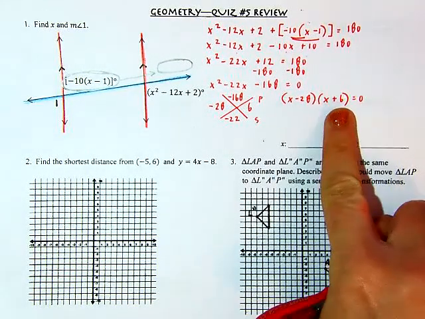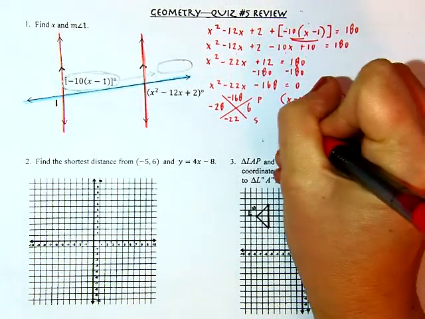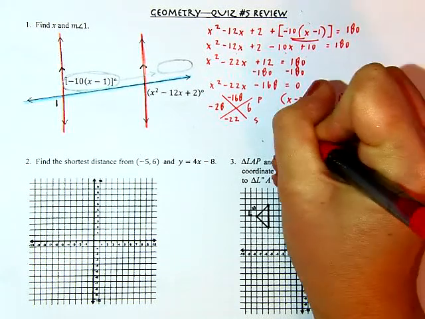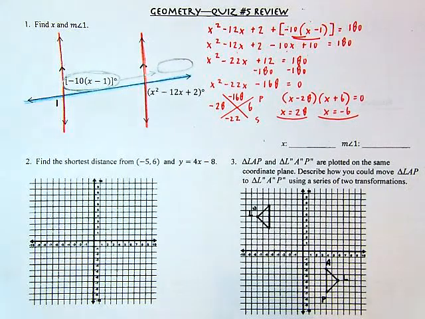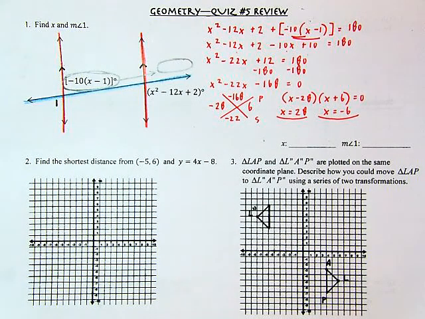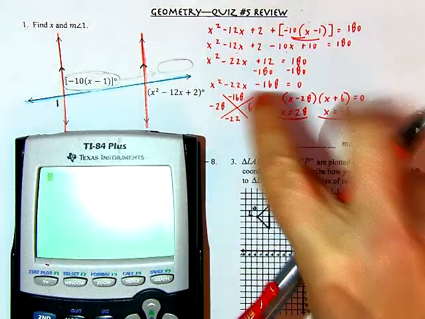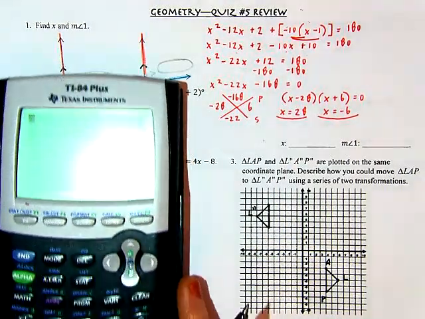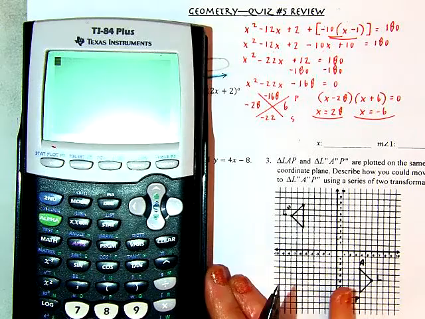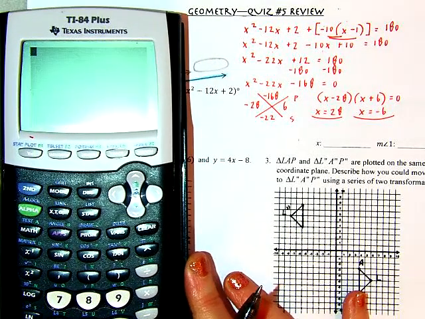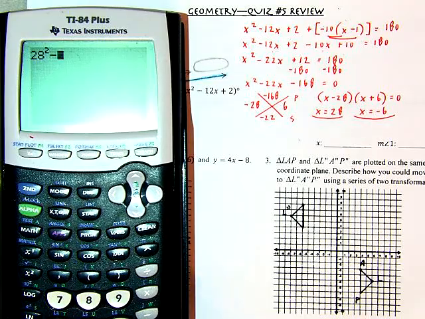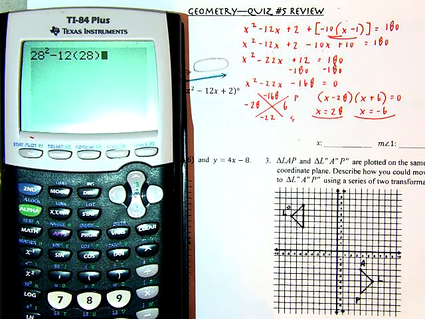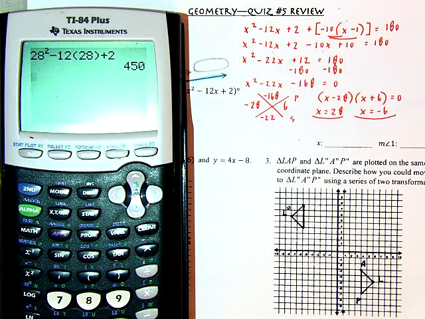And then when I set each factor equal to 0 and I solve, I get that x could be 28, x could be negative 6. So it's a matter of which one is going to work. So if I plug back in, let's say that I try that 28. Let's say that I try it right here. So I'm looking at what would be 28 squared. Just slide over so you can see everything. So 28 squared. And then minus 12 times 28. And then plus 2.